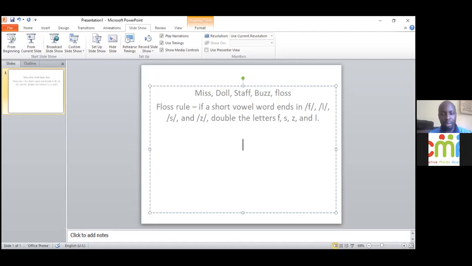Then when you look at the word add and the word egg, why are these words doubling the letters? The answer is here on this letter.